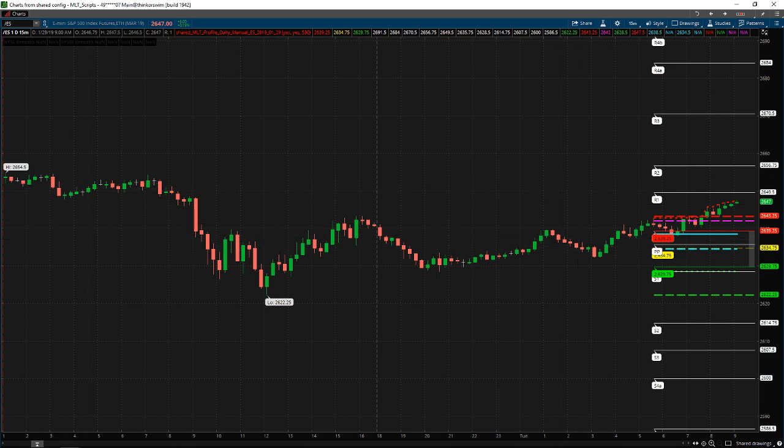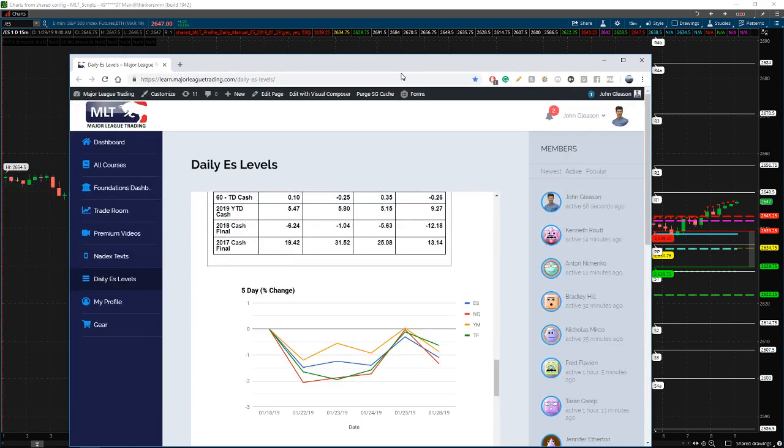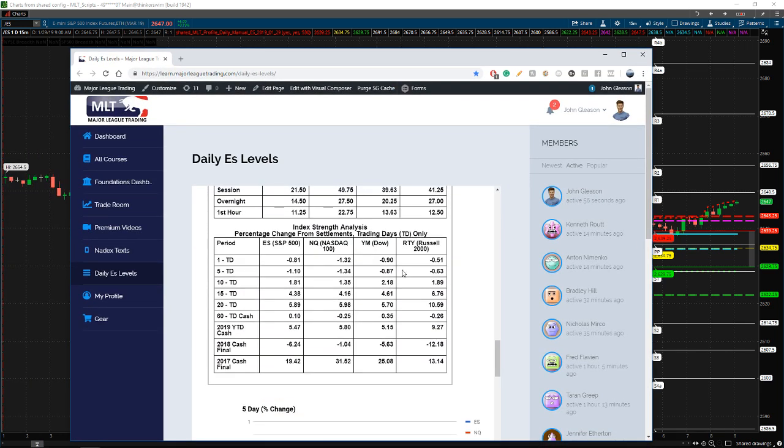For our 10-day range analysis, the previous day was 21 points, guys. Our median's been 25.5. The entire session was 41.25. Overnight 27. First hour 12.5. So, you know, right in with what we've been seeing.